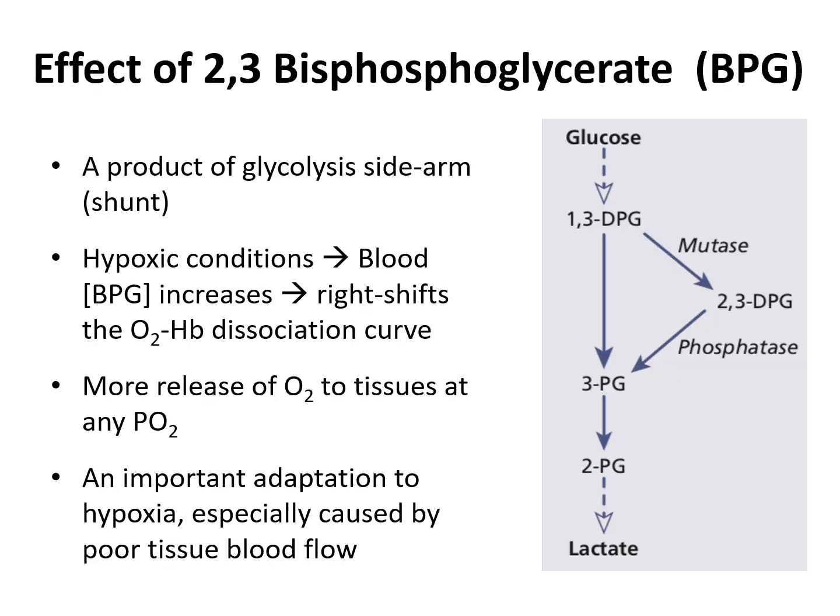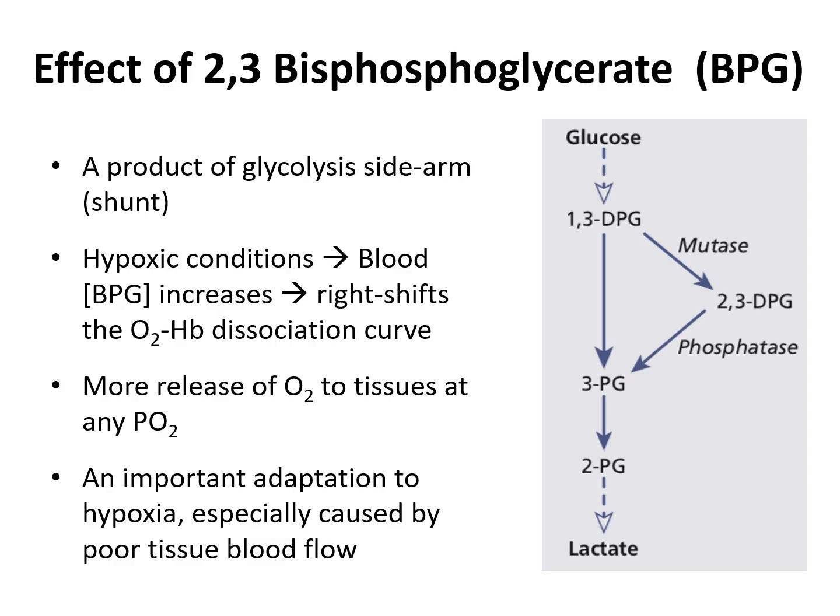Now, BPG, the other thing we mentioned that affects the curve, is bisphosphoglycerate, also called DPG or diphosphoglycerate. This is an intermediate in the metabolic pathways of the cell. It's a side arm of the glycolytic pathway where 1,3-DPG gets converted to 2,3-DPG.